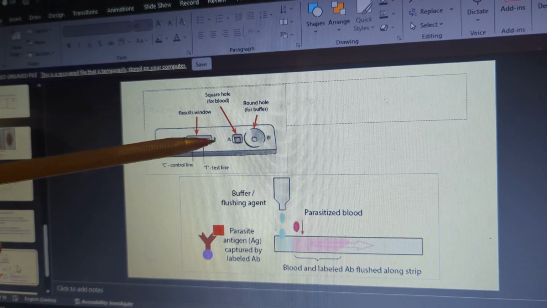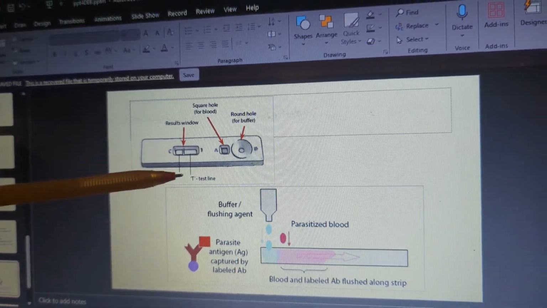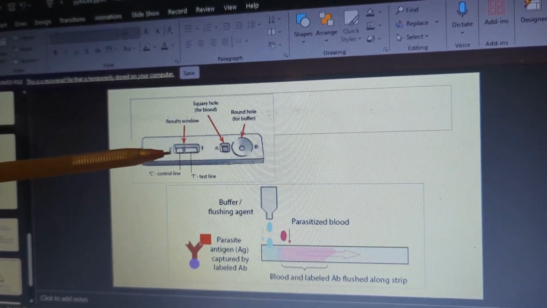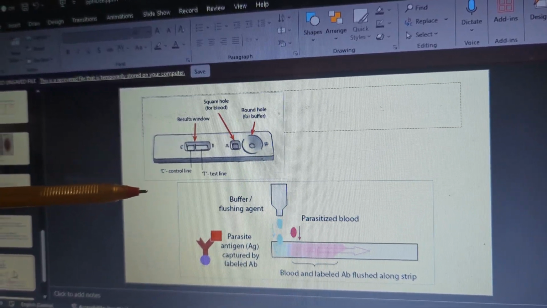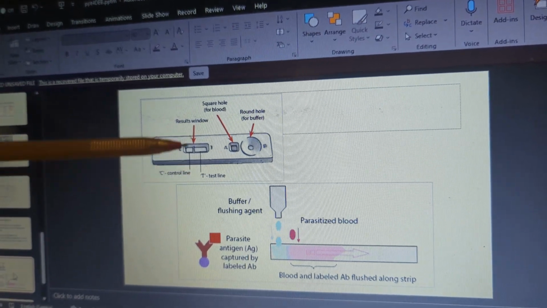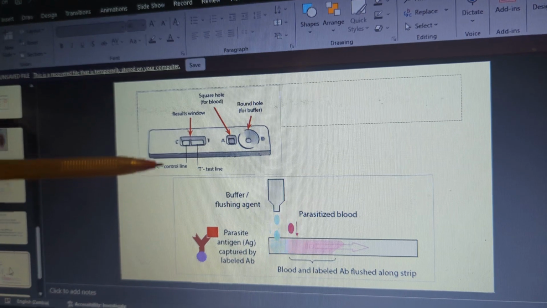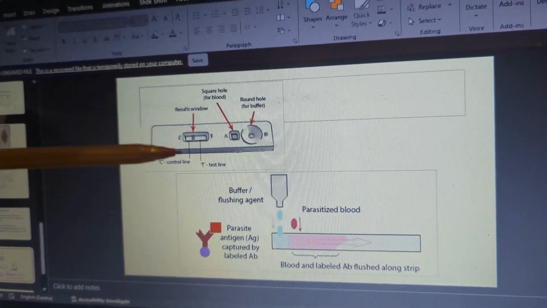The movement has to transverse the entire nitrocellulose membrane, where the results window is. So we have a confirmed, valid result when we have that C line, the control line.